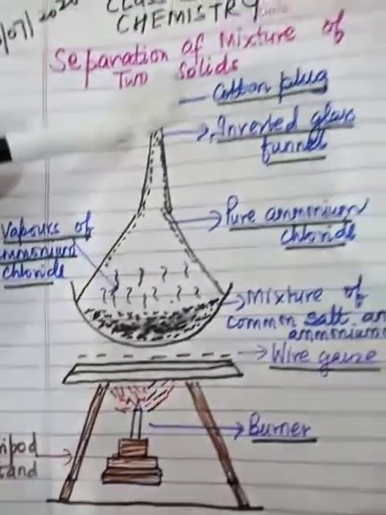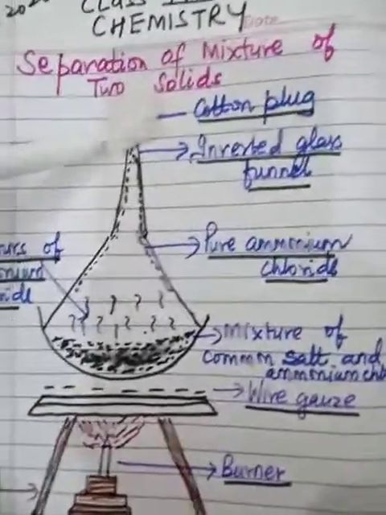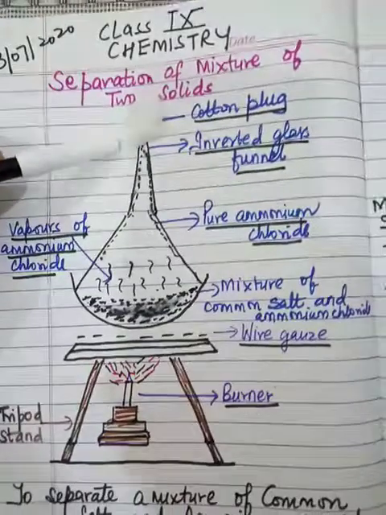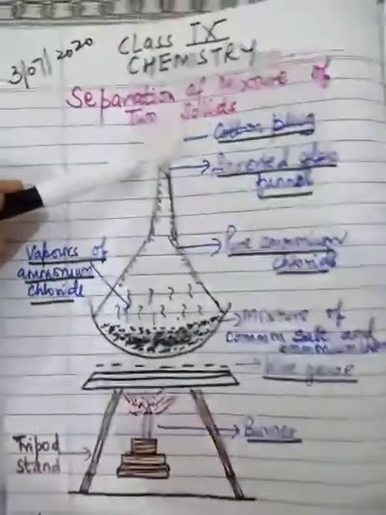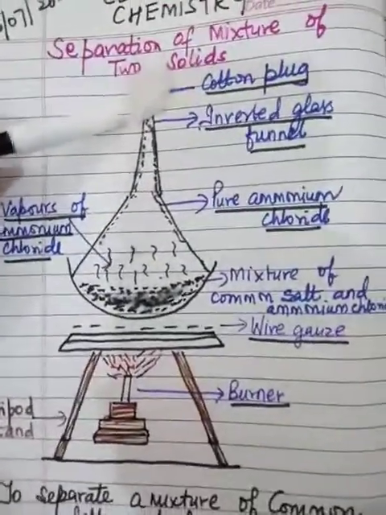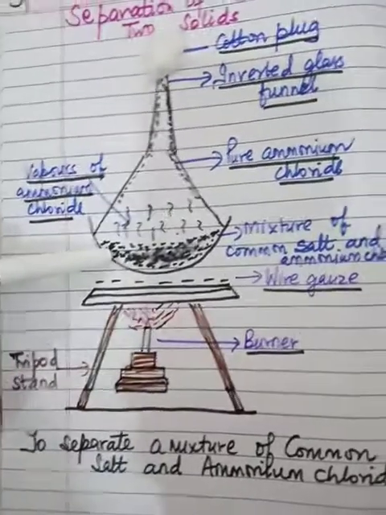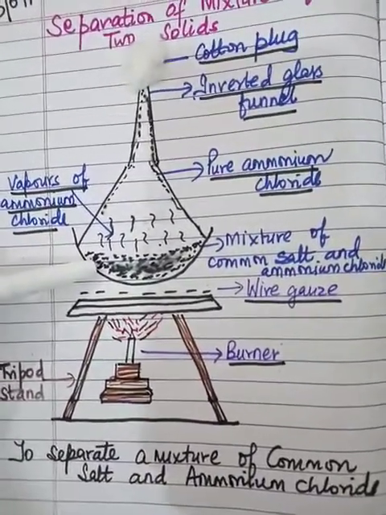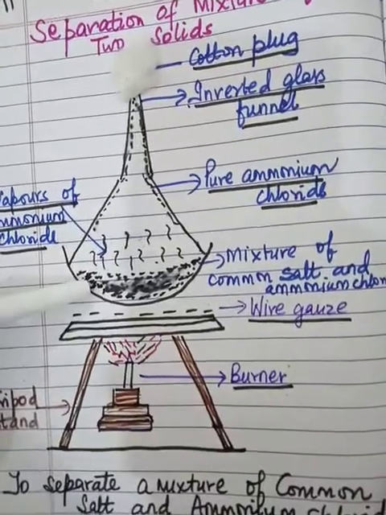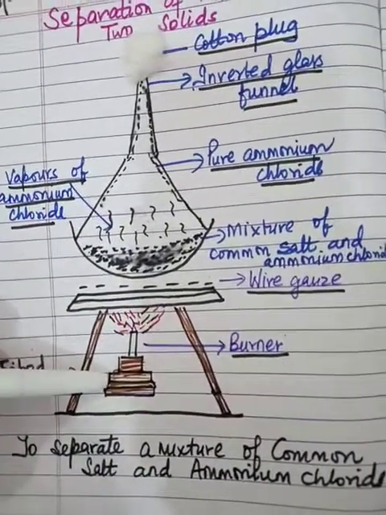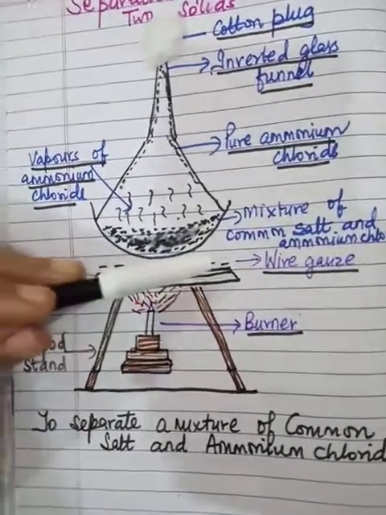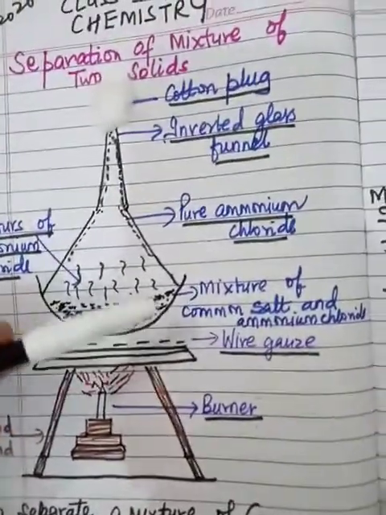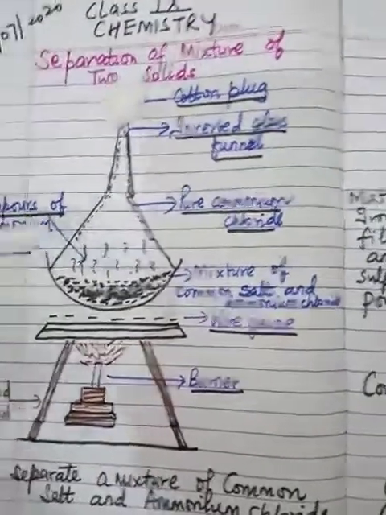A loose cotton plug is put in the upper open end of the funnel to prevent the ammonium chloride vapors from escaping into the atmosphere. The china dish is heated by using a burner. On heating the mixture of common salt and ammonium chloride, the ammonium chloride changes into white vapor.